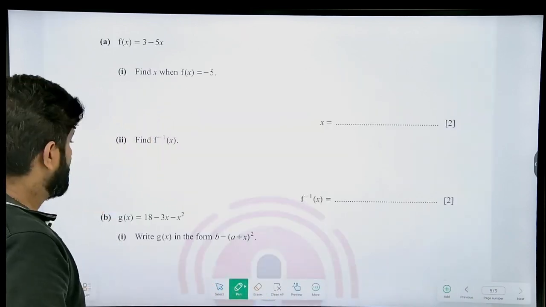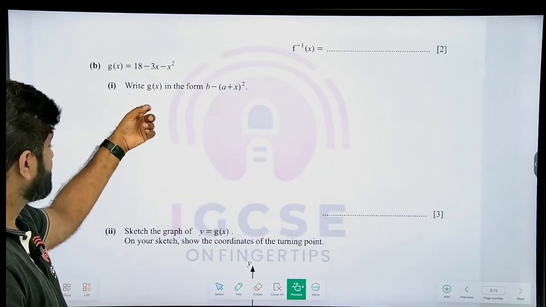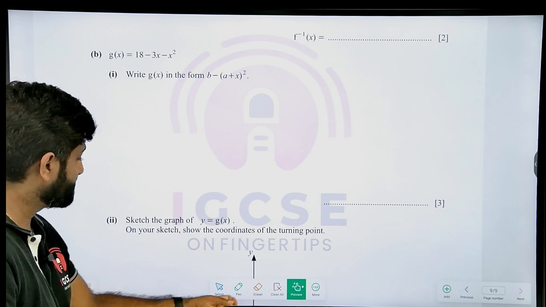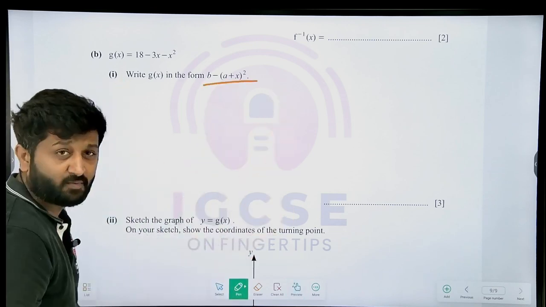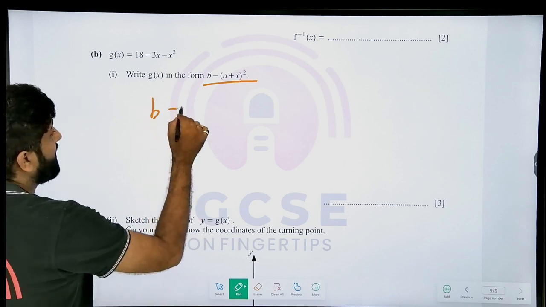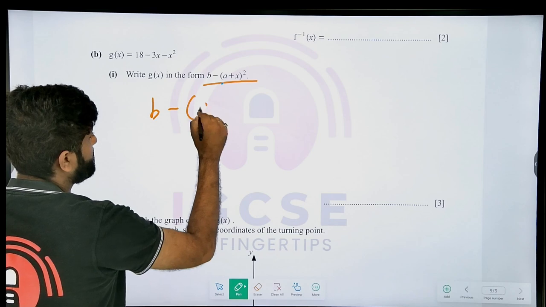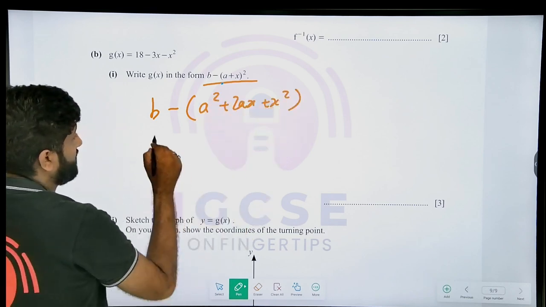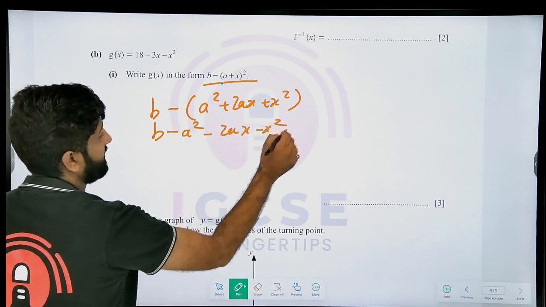And I think I do have the last question. I think the last question is again somewhat the same. On the sketch I have to show the turning points. Let me first write this in this form. Again, I'll have to compare the coefficients, right? Because (a plus b) whole square is a square plus 2ab plus b square. So I have b minus a square minus 2x minus x square.